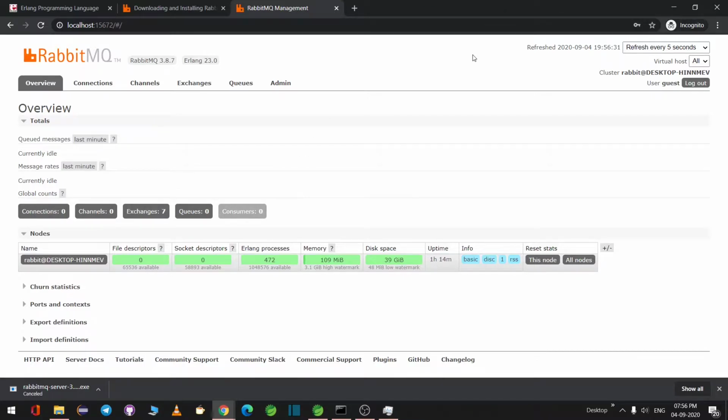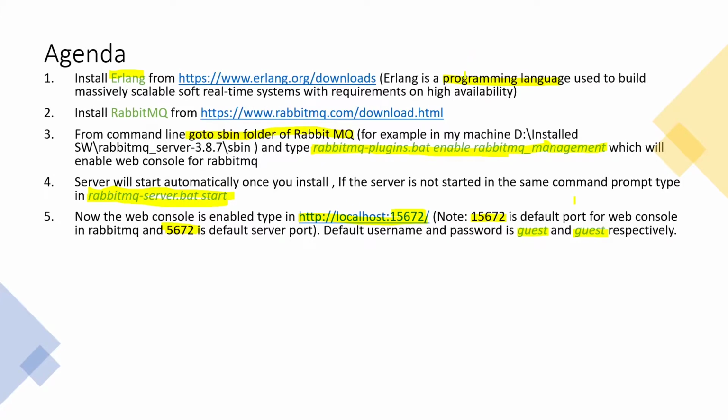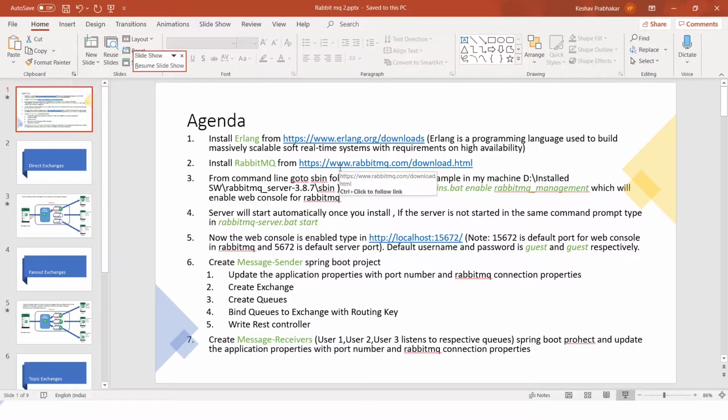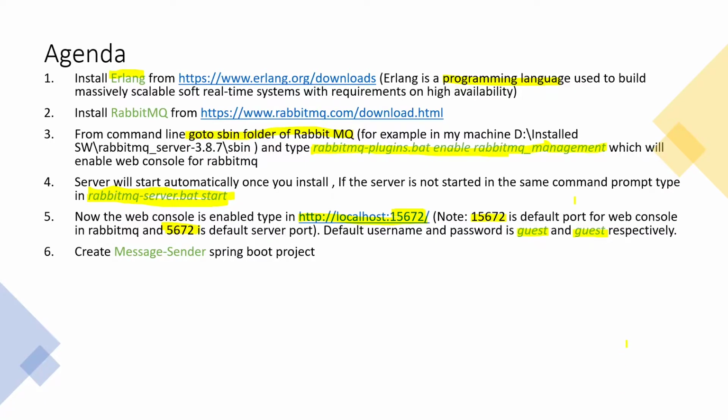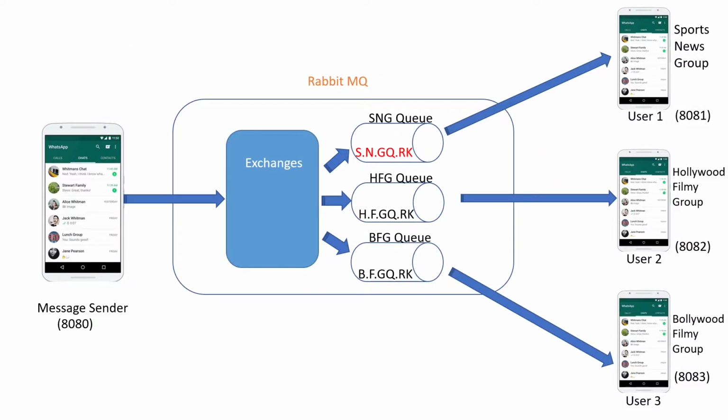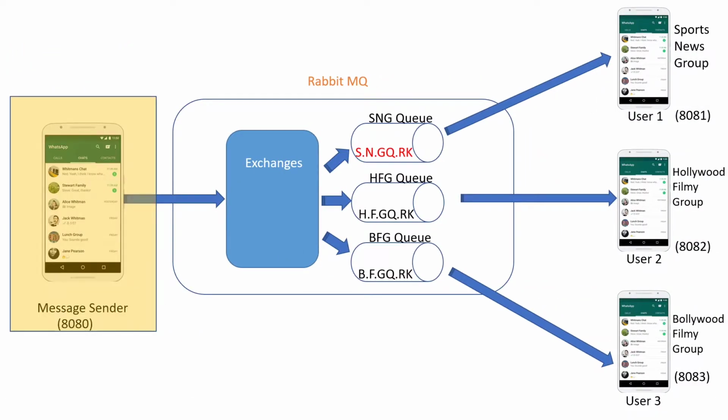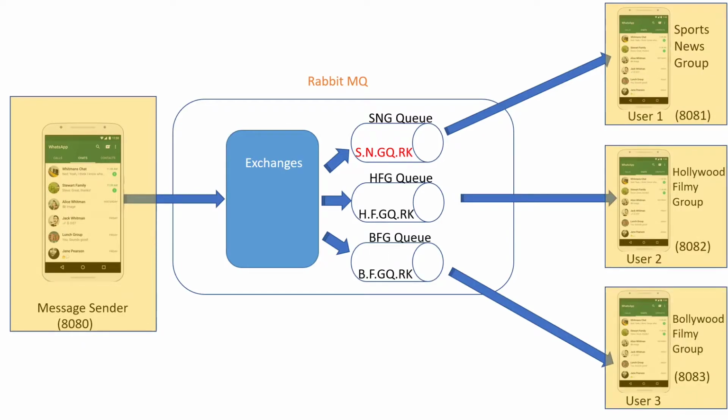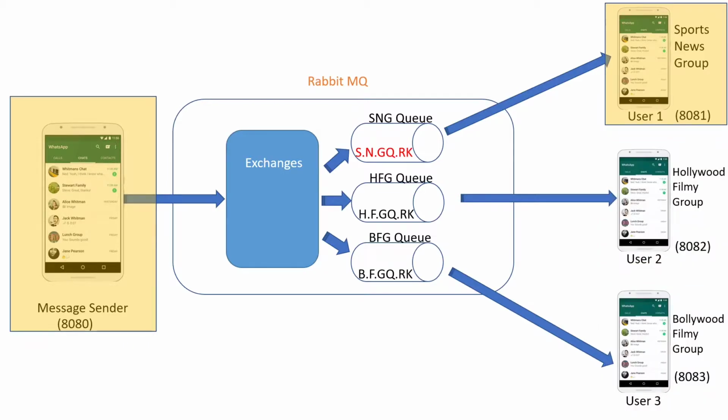So now we are done with the installation of RabbitMQ and our RabbitMQ server is up and running. Let us go ahead and see what to do next. We'll create 4 different Spring Boot projects. First we'll create the message sender, and then we'll create user 1, user 2 and user 3. These are normal Spring Boot projects. So let us go ahead and do them one by one.